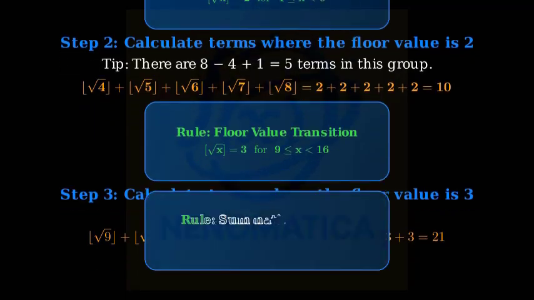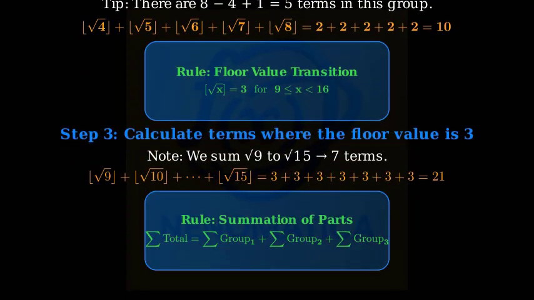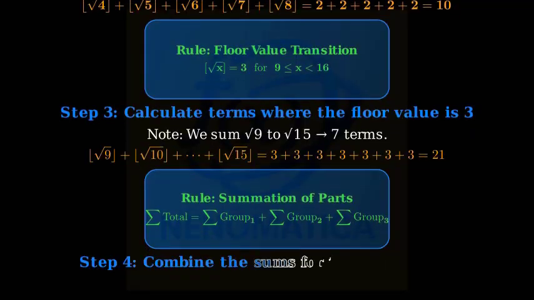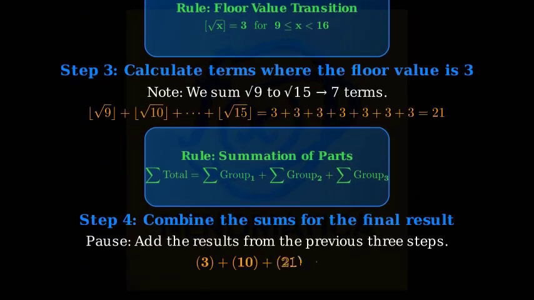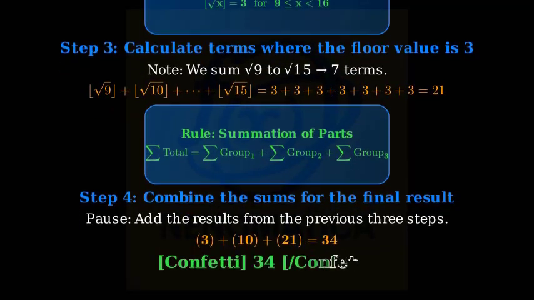Step 4. Combine all partial sums for the final result. Pause and add the 3 values. We obtain 34. Finally, present the answer in green with the confetti brackets.